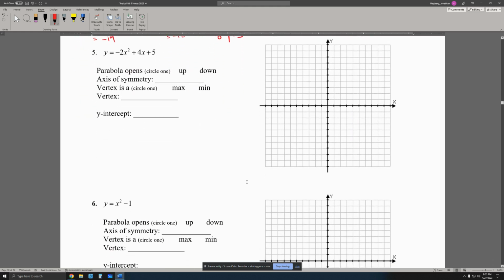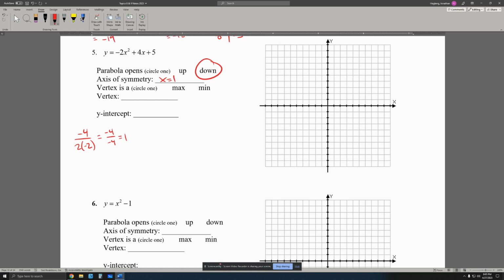Let's try another. So number 5, this parabola has a negative leading coefficient, so that tells me that it's opening down. Axis of symmetry is negative b over 2a, negative 4 over 2 times negative 2. This is equal to negative 4 over negative 4, or 1. So axis of symmetry is x equals 1.